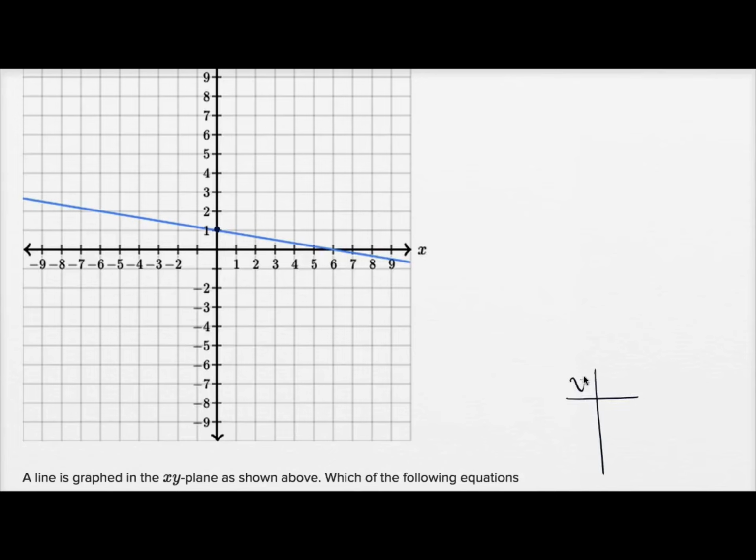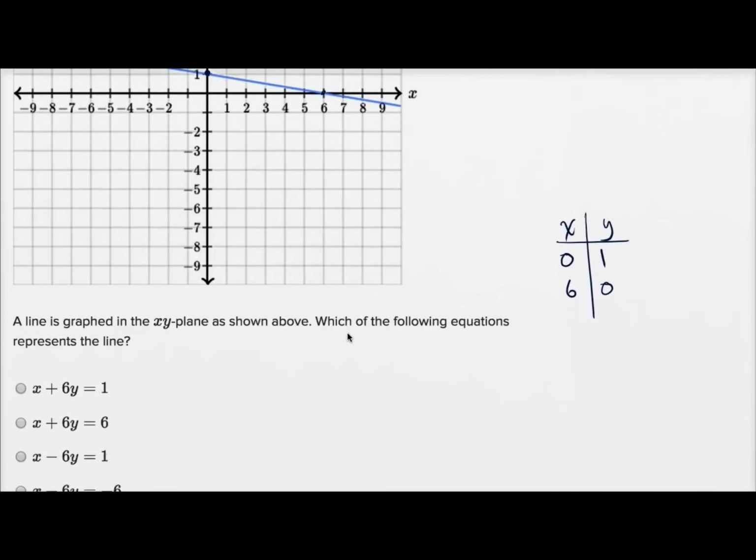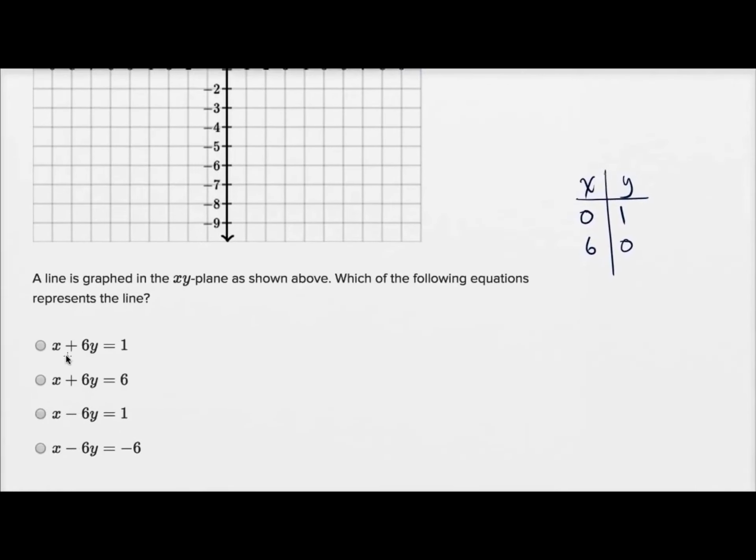So we see that when x is 0, y is 1. So that is the y-intercept, we could say. And then you could see when x is 6, y is 0. So a very basic way of approaching this is to see that when x is 0, y needs to be equal to 1. When x is 0, we get 6y is equal to 1. Well, then y is going to be equal to 1/6.